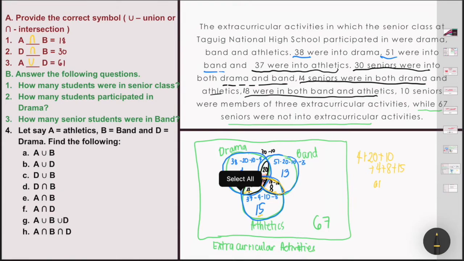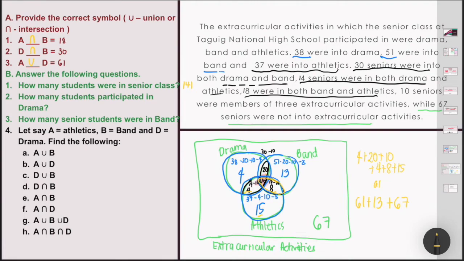Next, how many students were in the senior class? For us to find out the number of students, we simply have to add all the numbers here. So we have 61 for the drama and athletics. Let's add the students in band, which is 13. So 61 plus 13. Also, the 67 who did not join any activity. So we have 141. So the answer for the first question is 141.